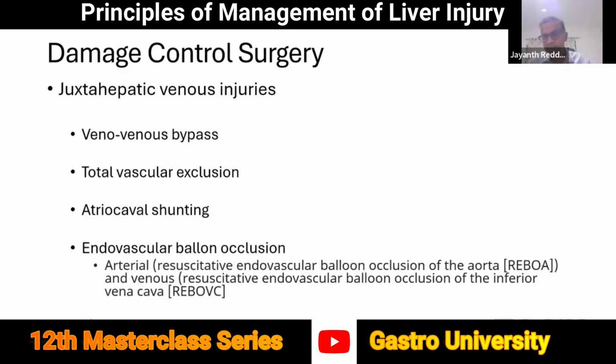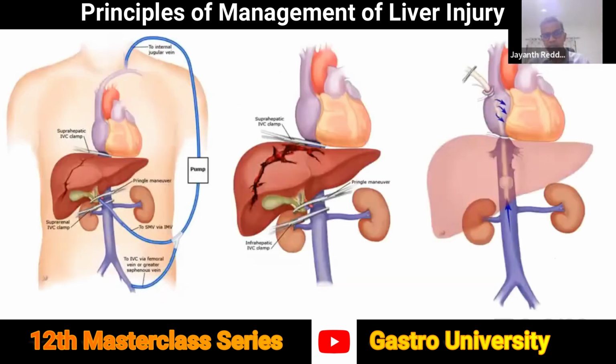So one is a veno-venous bypass. In a veno-venous bypass, you cannulate the inferior mesenteric vein to divert the mesenteric blood flow. You cannulate your femoral vein to divert the blood from the IVC, and this is returned to the internal jugular vein via a pump. At the same time, you are doing a total vascular exclusion. There is a Pringle, and you're also clamping the suprahepatic IVC.